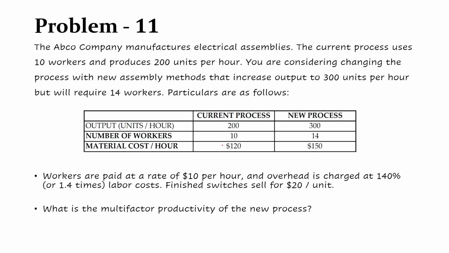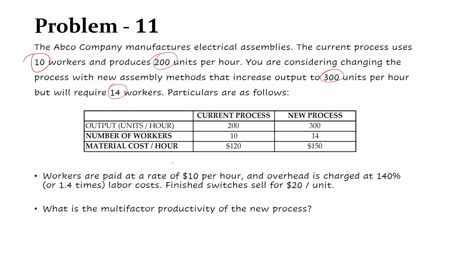In problem 11, we have the information of a company that manufactures electrical assemblies. The current process uses 10 workers and produces 200 units per hour. You are considering changing the process with a new assembly method that increases output to 300 units per hour, but it will require 14 workers. We have this information summarized in this table.